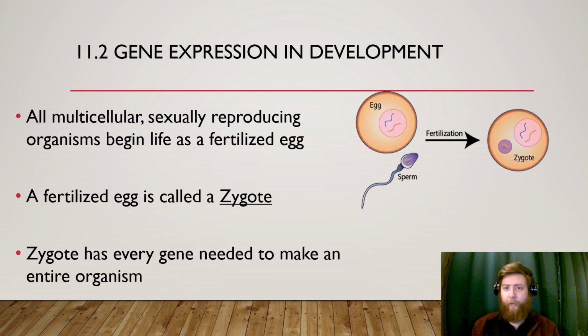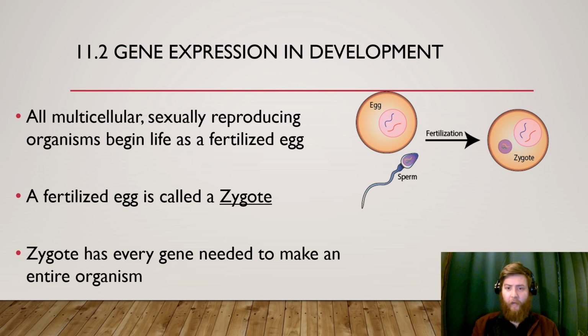All right, 11.2 is all about gene expression in development. So it's taking the same thing here and then talking about from zygote up to an individual. It's important to note that all multicellular sexually reproducing organisms begin life as a fertilized egg called a zygote. And you can see here a zygote has the DNA from dad, who is the sperm, and mom, who does not, has both of those DNAs.